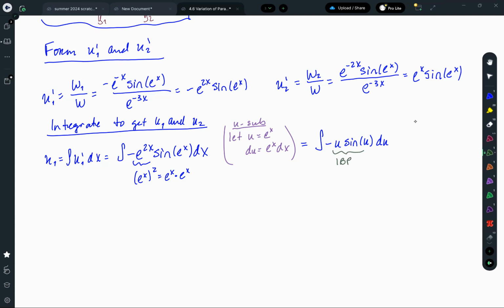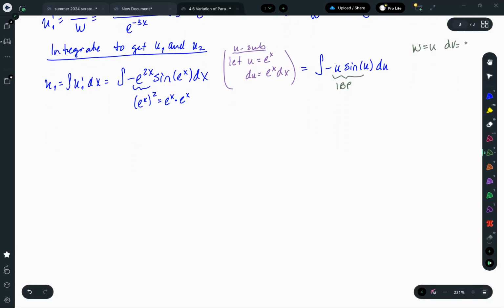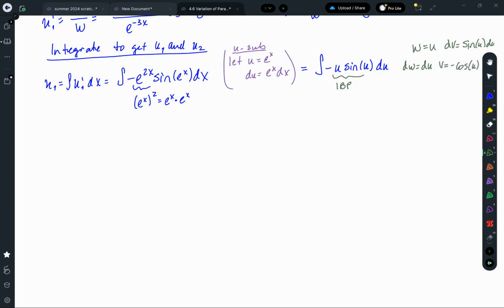I'm going to have W and dV, for lack of better letters. W will be U. dV will be sine of U du. Okay. dW will be du, and V will be negative cosine of U. Okay, now we can go forward.